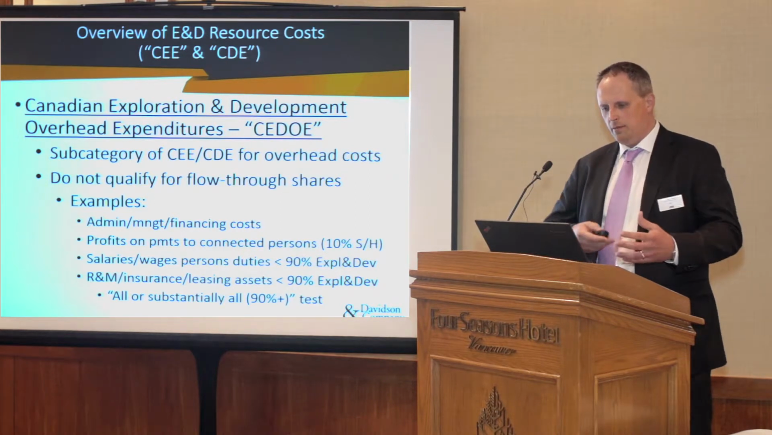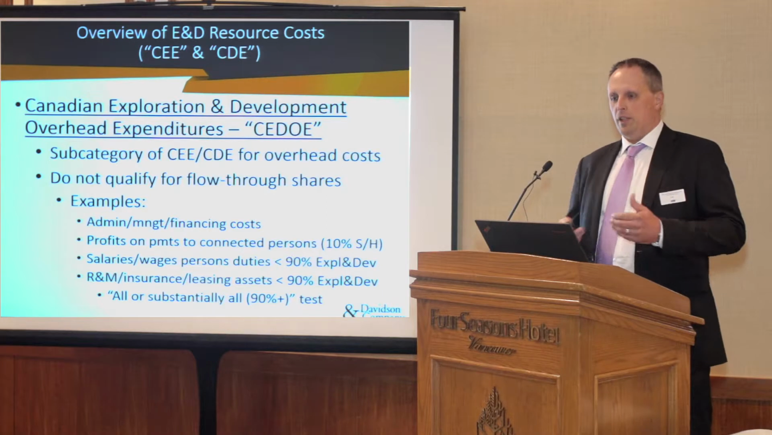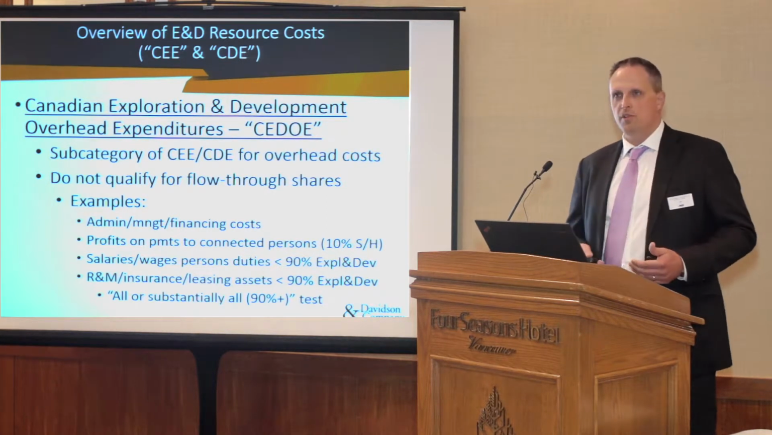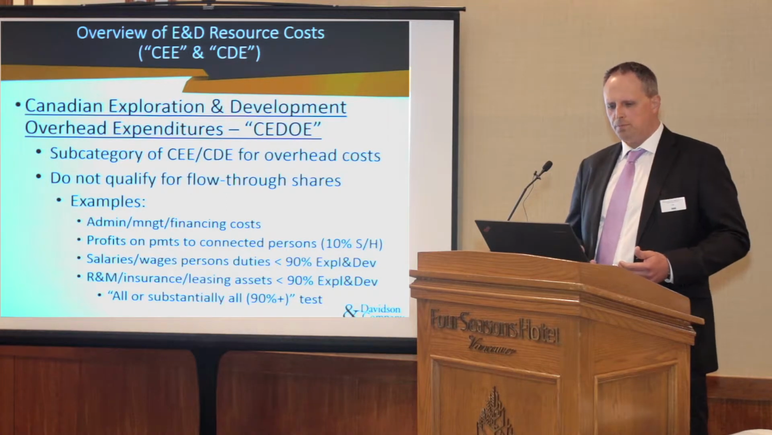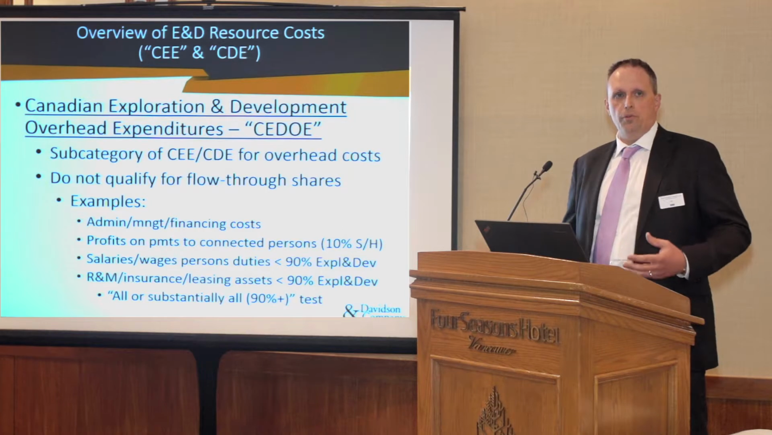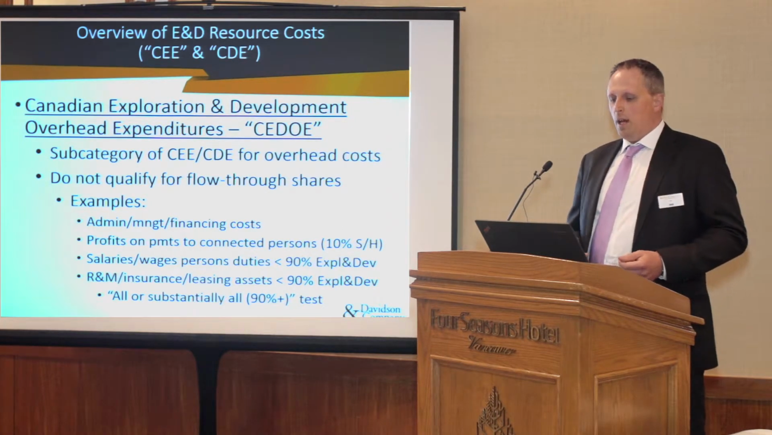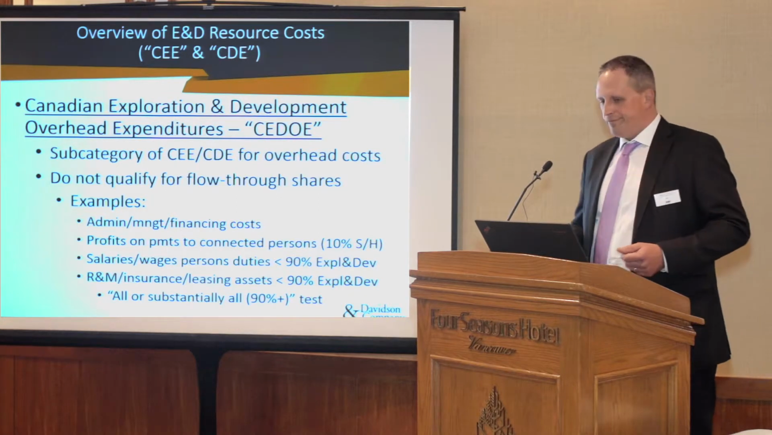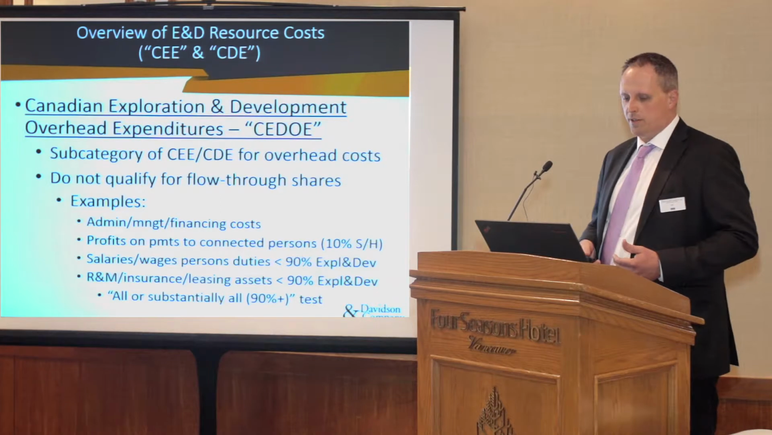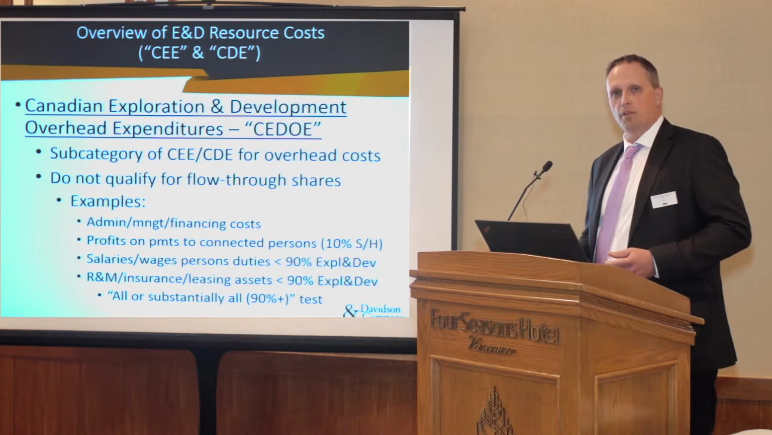Something that's a special carve-out that relates to both exploration and development costs are what are known as CEDO, or the overhead expenditures that come about. These specifically do not qualify for the flow-through share program to be renounced. We'll get into that momentarily. But they basically include admin type costs. So admin, management, financing costs, profits on payments made to a connected person.